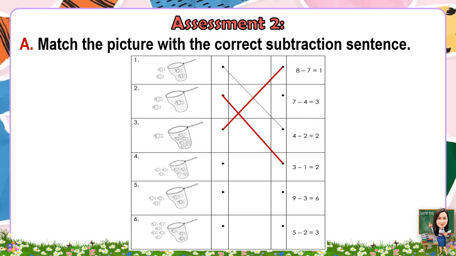The subtraction sentence for number 4 is this. 7 minus 4 equals 3. The subtraction sentence for number 5 is this. 5 minus 2 equals 3. And the subtraction sentence for number 6 is this. 9 minus 3 equals 6.